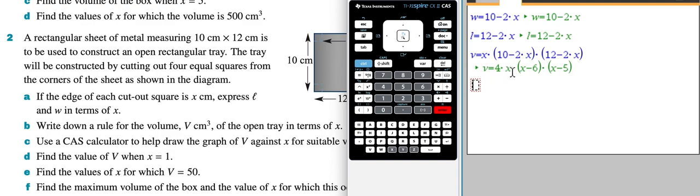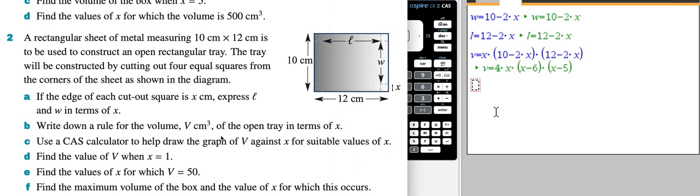So basically it's a cubic, and you know it's going to go through 0. If you graph it, it won't start at the origin, but you can see that it's going to go through 0, then go through 5, and then go through 6. It says to use the CAS calculator to help draw the graph of V against x for suitable values of x.